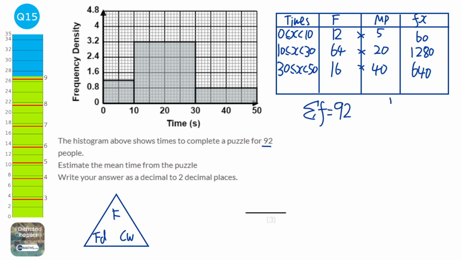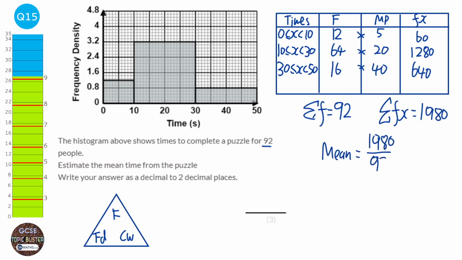Okay, so let's do the sum of the fx by adding up these numbers here, and you get 1,980. So to find the mean, we do the sum of fx over the sum of the frequencies, and that will give us 21.521, and so on, and to 2 decimal places, which is what the question asks for. It's 21.52.